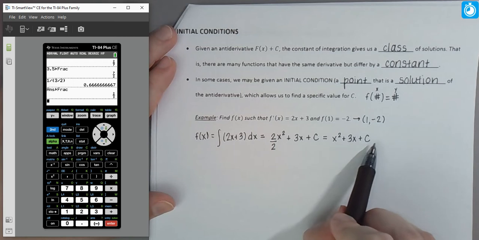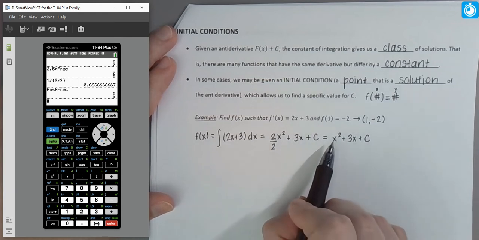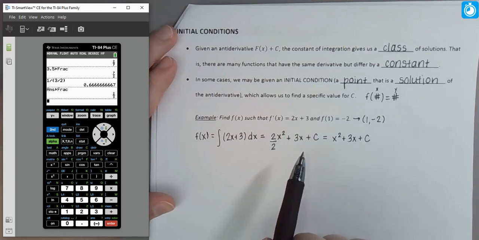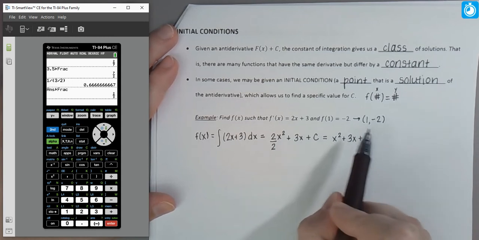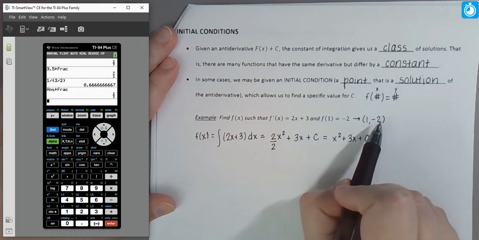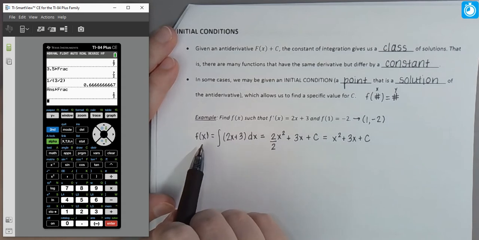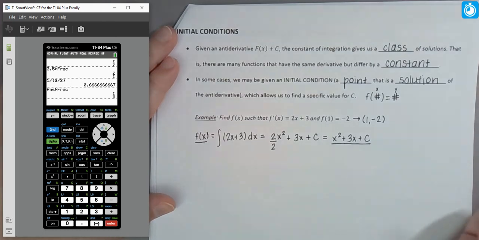So this represents a whole class of solutions that we would differentiate to get 2x plus 3. So this is the class of antiderivatives that could differentiate to give us 2x plus 3. Only one of them is going to solve this actual problem though. There's only going to be one actual solution with a particular value of c that would allow us to have this point with this x and y value on the graph of our function. So we know that f of x is now equal to x squared plus 3x plus some unknown constant, c.